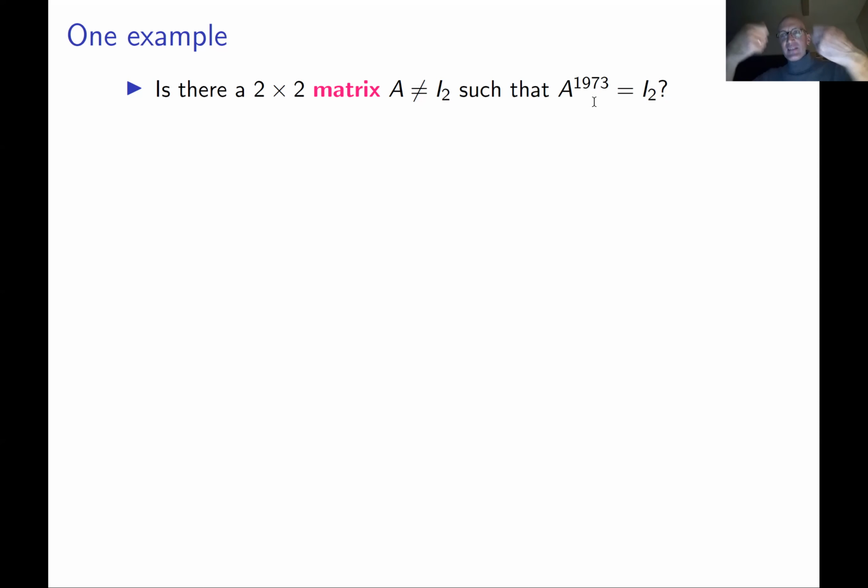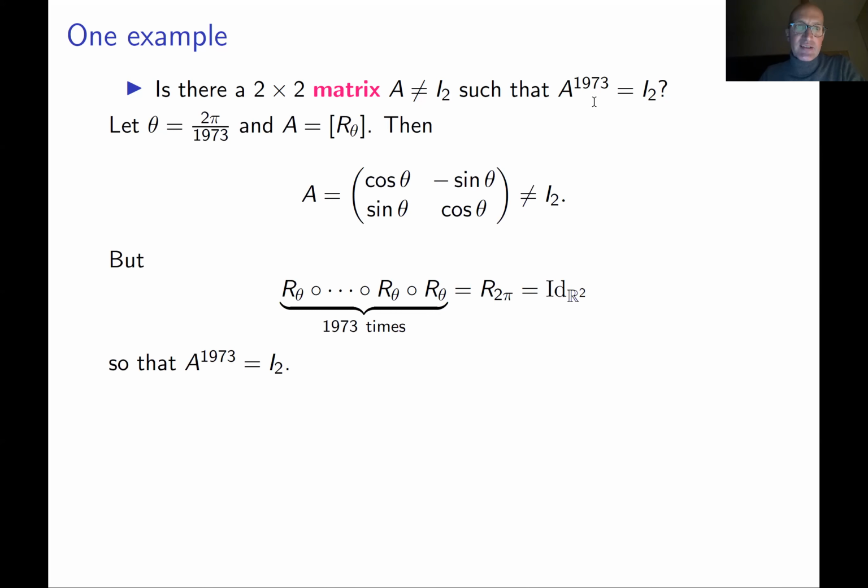And now we translate it back into the language of matrices, because basically the question is about matrices. Okay, and we get this. We fix this theta, and you take A to be the matrix of rotation by the angle theta counterclockwise. So basically A is this matrix. Clearly it's not identity, yeah. Cosine is not zero, sine is not zero. But if you compose this linear transformation 1973 times, you get rotation by 2π, this is identity. So it means that this power of A is identity. Okay, this answers this question.